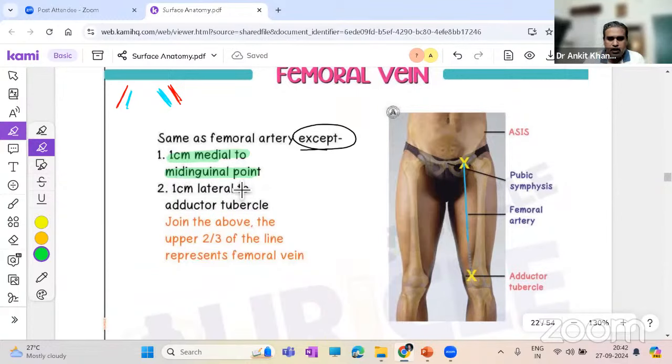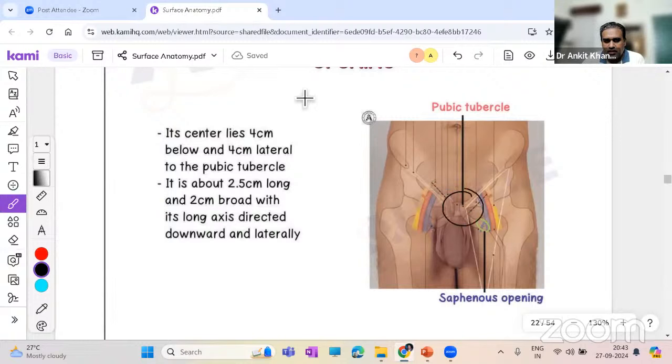Now, saphenous opening, if you remember, is 4 centimeter below and lateral to the pubic tubercle. Let us see. So this is the pubic tubercle. Now, let me tell you a bit of anatomy over here. See, if we enlarge this area, these are the two hip bones, and they will meet.